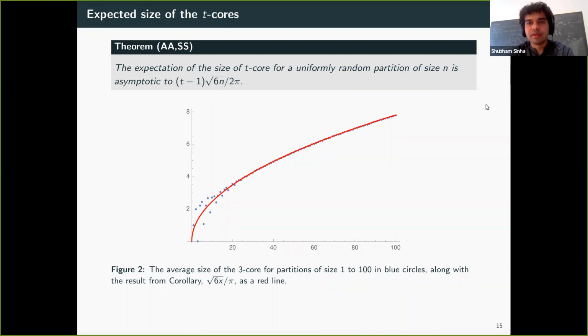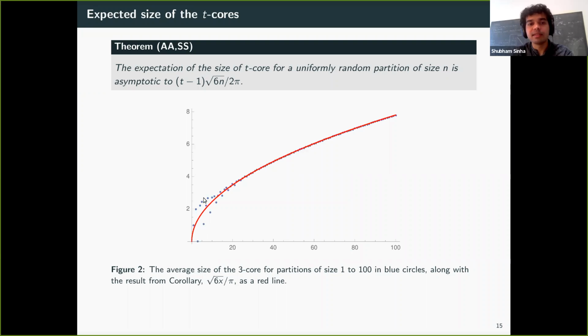So what we are saying is that the core of a partition in expectation grows as square root n, whereas the partition grows as n. So it's a much smaller component than the actual partition in expectation. Here's the plot for the three-core of a partition.